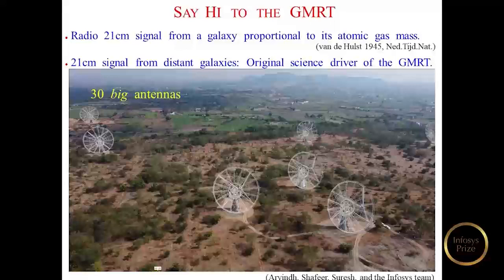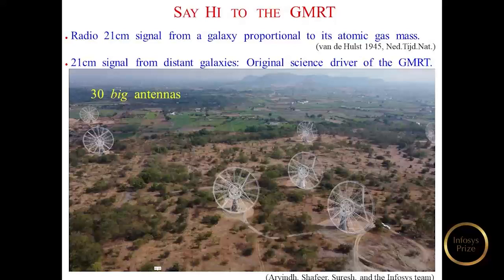So these are dishes. There's about 8 or 9 over here in the center. You can see some far away. These are close by, 3 of them are. So these things are about 45 meters in diameter. There's actually a person over here, you can't see, but the dot in this image. These are big dishes, and there's 30 of them.